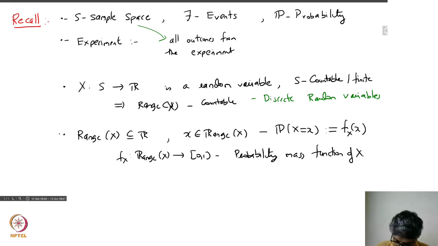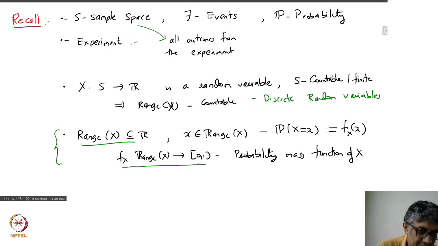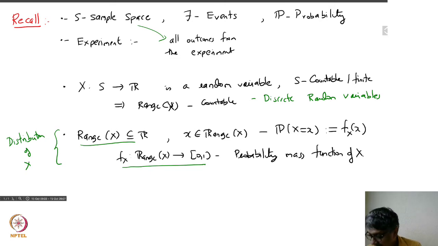And the whole idea was that if I know the range, and I know the chance with which each value in the range is taken by X, this would give you what's called the distribution of X. So this is one way of understanding random variables. You know its complete distribution, so you know exactly what's going on, what values it takes, and so on.